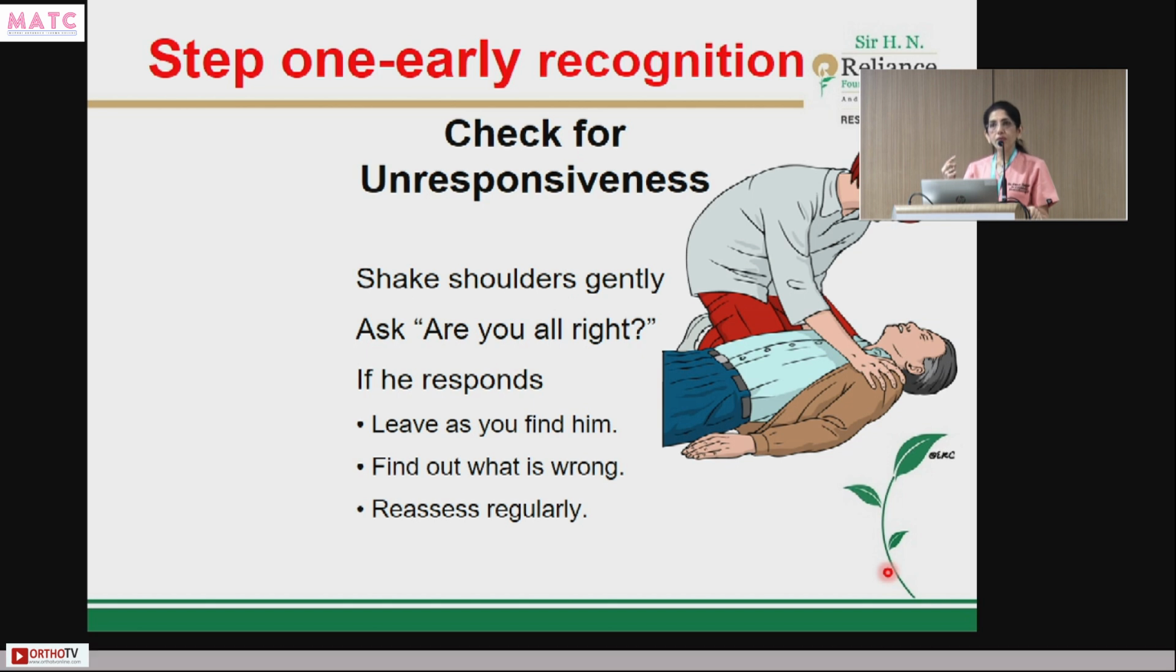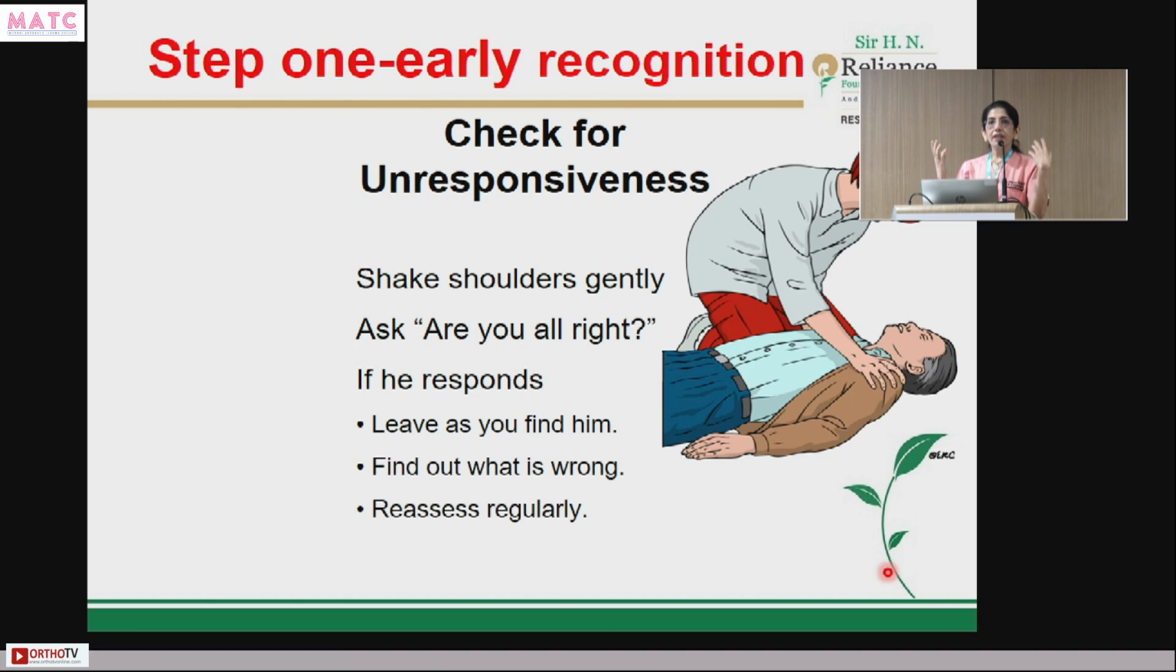So how do we recognize a patient who is not responding? The best way is to tap on the shoulder. You have to be loud enough and audible. Supposing the patient's hearing is slightly on the lower side, then you have to be very, very audible. So tap loud on the shoulder. Sir, are you okay? Are you okay?